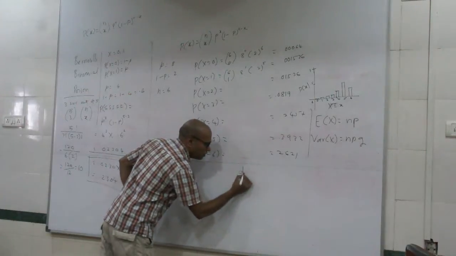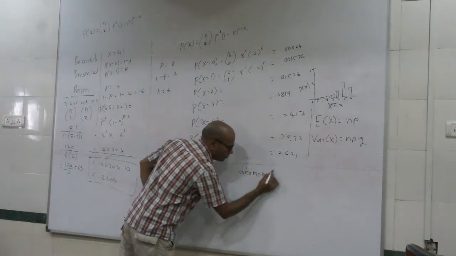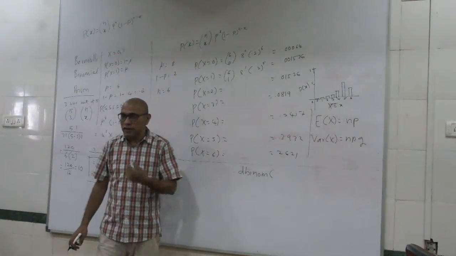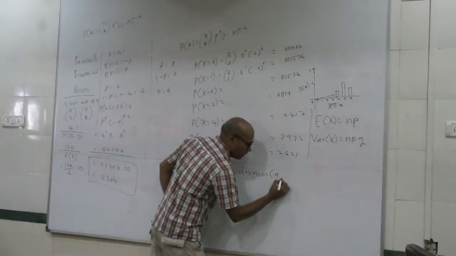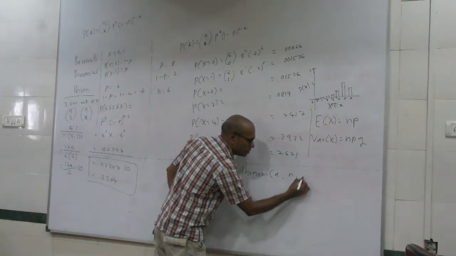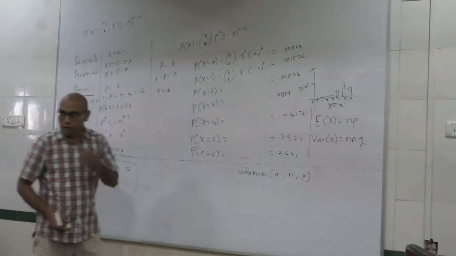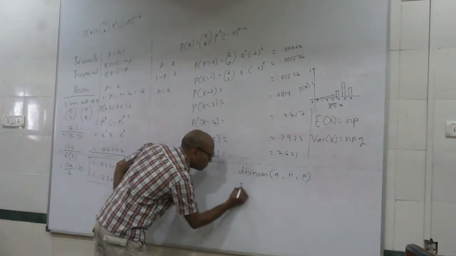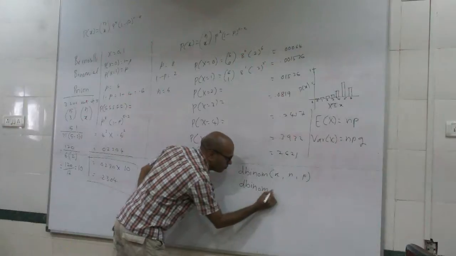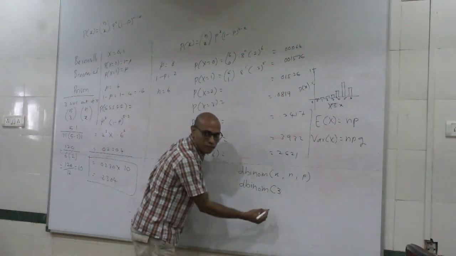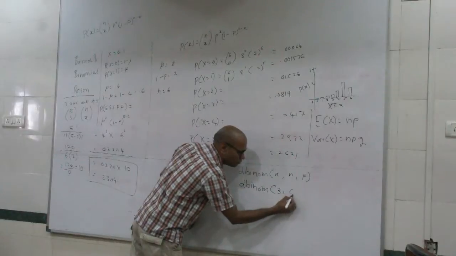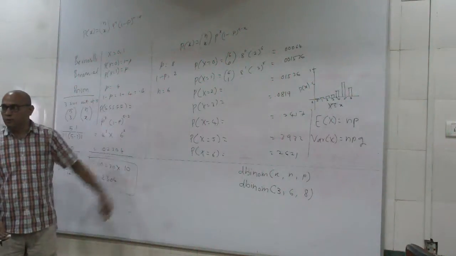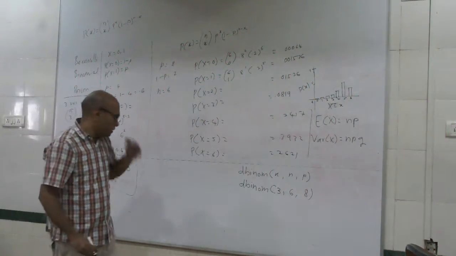So, dbinom, you will have to write the x that you need to write, x, then n, and then p, right? So what I'm actually writing for this example is dbinom, say 3 successes, so 3 people are cured out of 6, and probability of people getting cured is 0.8, and I get the probability in R. So you type this and you get it.